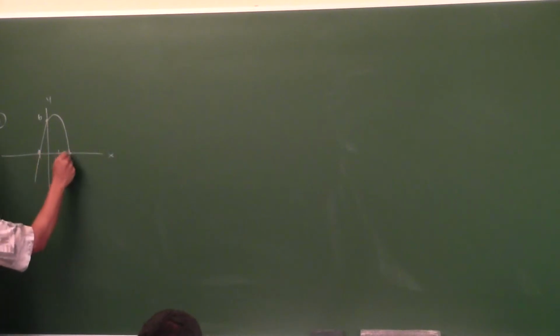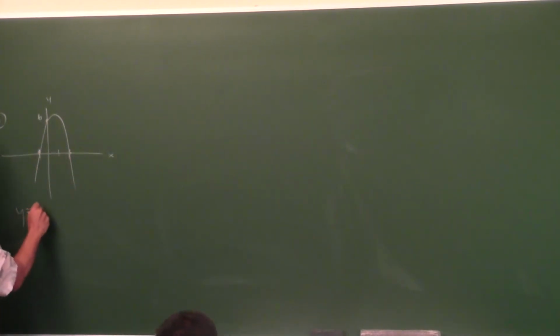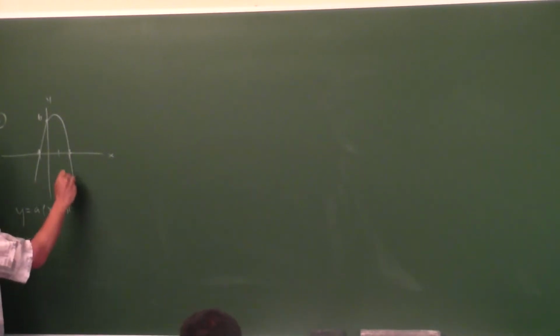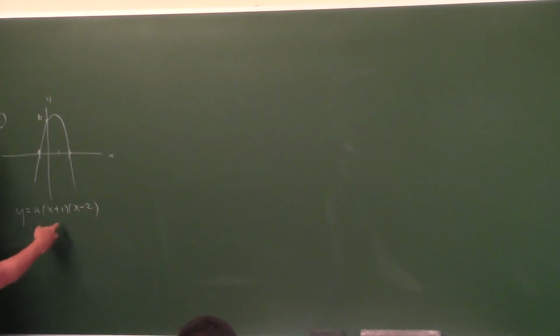Well, we do know the x-coordinate, but we don't know the y-coordinate. But look, if the x-intercepts are given, then can't you write the equation like this? y = a(x + 1)(x - 2). Right, because it's in factored form, because the x-intercepts are -1 and 2. All you have to do is figure out what a is. And how do you do that?